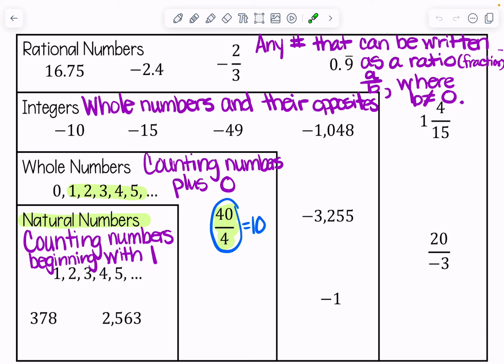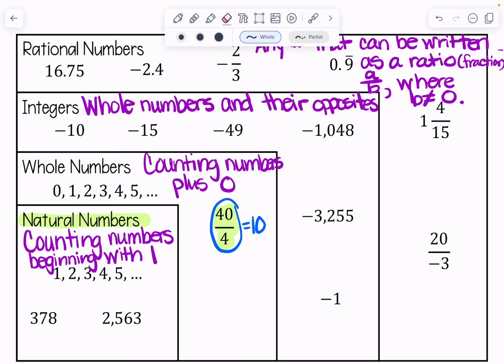So the most specific category of rational numbers that I'm going to start with are these natural numbers down here, okay? And these natural numbers, these are our counting numbers, beginning with 1. So when you're itty bitty, you're learning how to count 1, 2, 3, 4, 5, 6, 7, 8, 9, 10, and so on. Those are your natural numbers, okay?